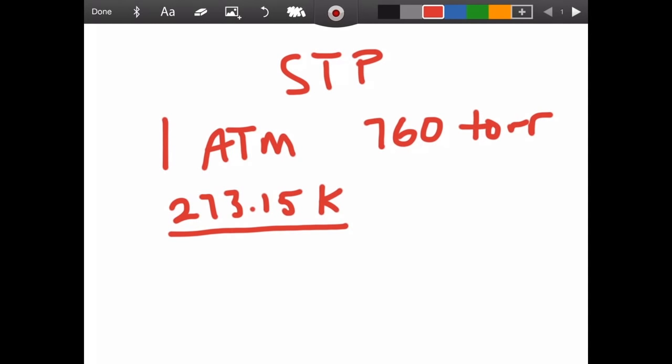Now, what is Kelvin temperature? Kelvin temperature is degrees centigrade plus 273.15. So this would essentially be 0 degrees centigrade. Okay? Now, once we have these conditions right here, and I'm going to put these in the description because it's an important thing, we can go on and start studying gases.